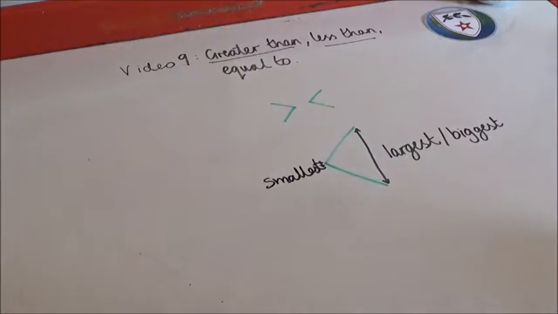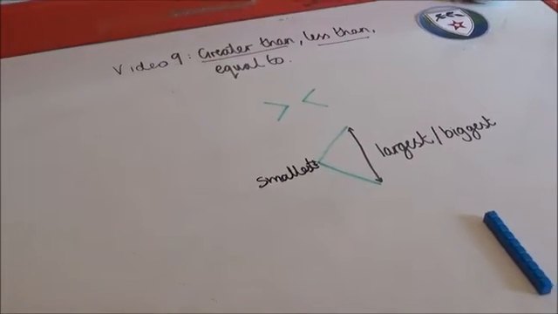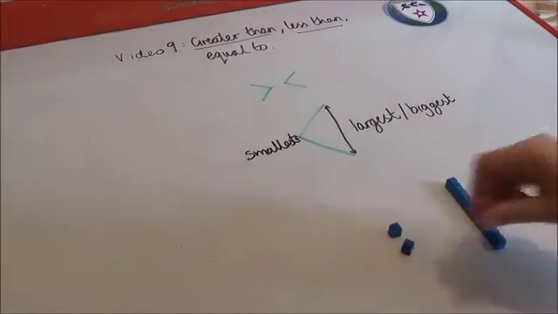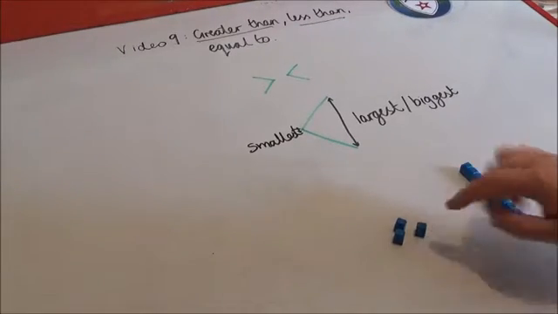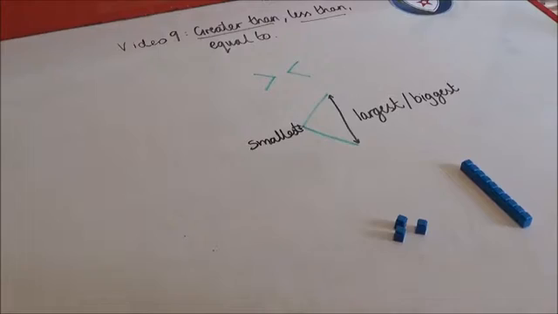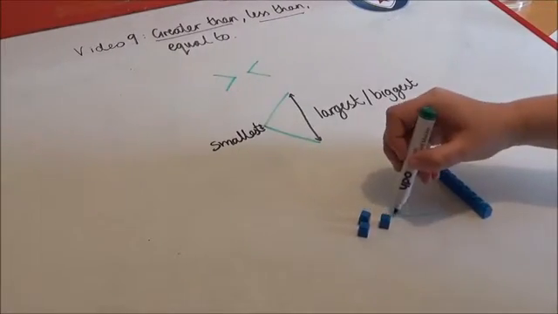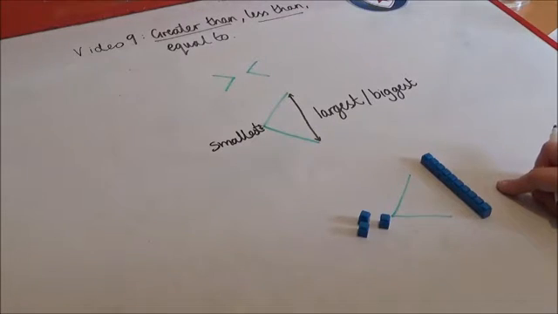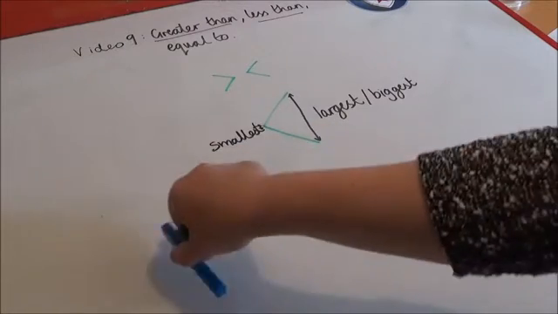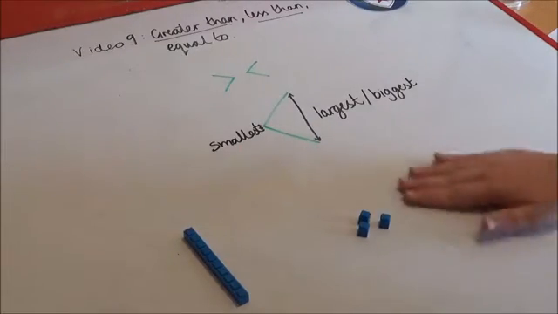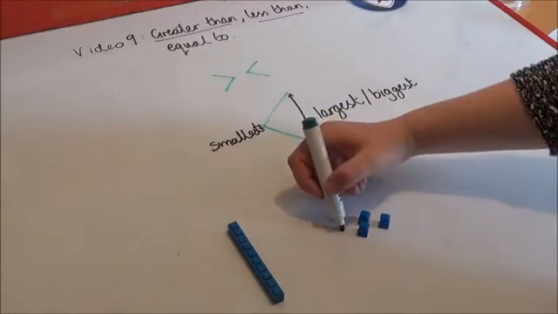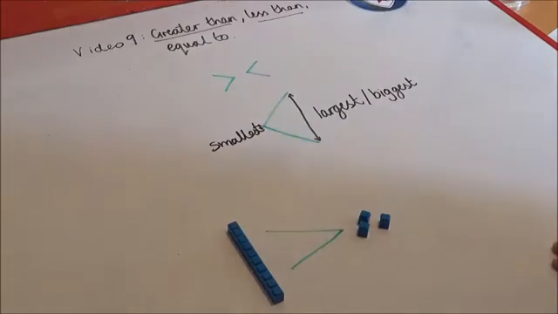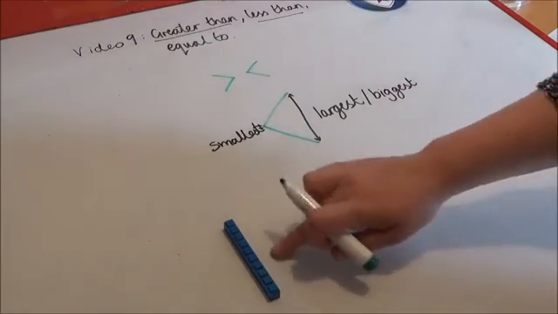So if I had 10 and I've also got 3 units, 3 is the smallest number. So the smallest part of the symbol would be facing 3. 10 is the largest number. The largest part of the opening would be facing the 10. If we were to swap them around, and I've got 10 here and 3 here, 3 is the smallest number, so the smallest part of the opening will be facing 3. And 10 is the largest number, so the largest part of the opening will be facing the 10.